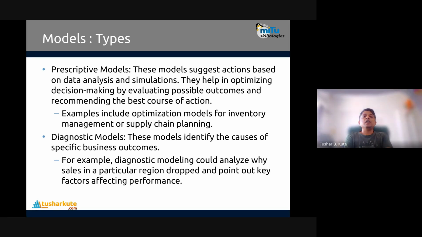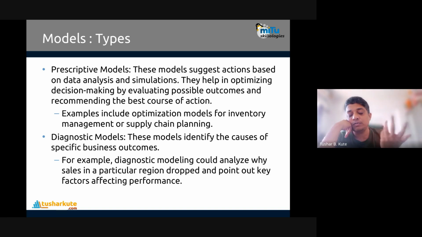Let's take an example. It includes optimization models for inventory management or supply chain planning. They can suggest what is the best inventory that we can have, what is the best route that we can have, a course of action that can be suggested by them.